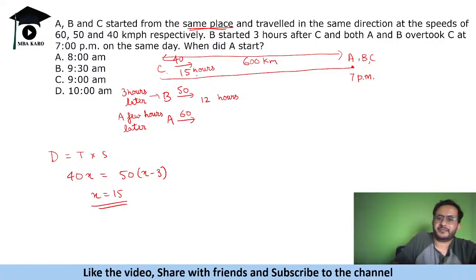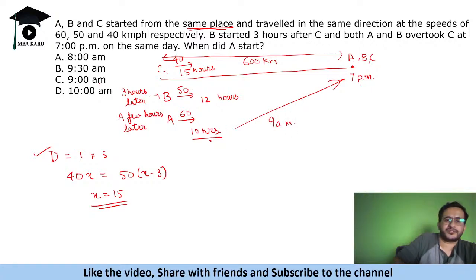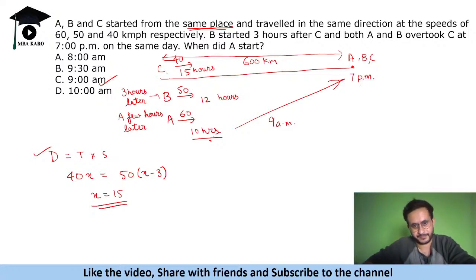Isn't it? So they are meeting at the same place, so the distance is the same. We do not know the time. So let us say C took x hours, so B will take x minus 3 hours because B is starting 3 hours later. Okay, so A will take 10 hours, and in 10 hours he catches up at 7 PM. So where would 10 hours before 7 PM be? It would be 9 AM. So the answer is 9 AM. So C started at 4 AM, B started at 7 AM and A started at 9 AM. Is it clear?